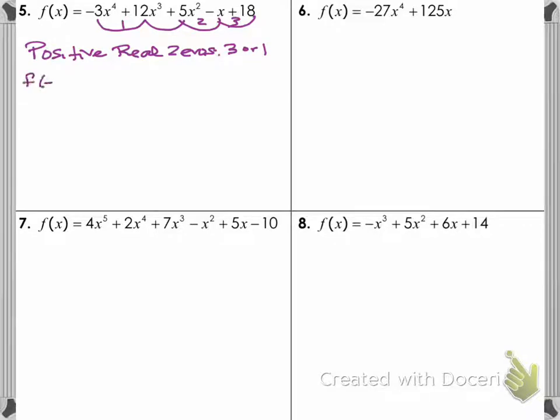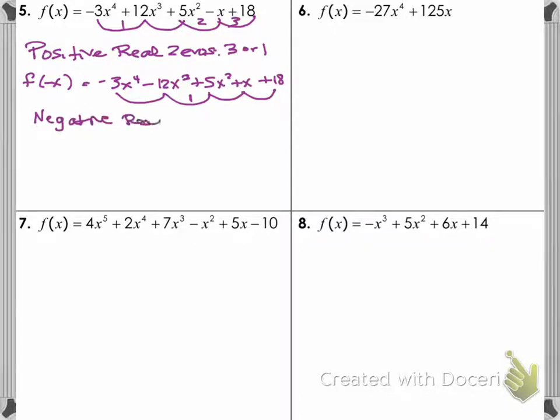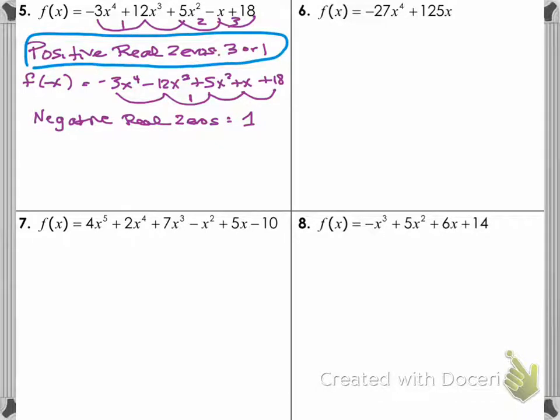Now, I put negative x in. I'm going to rewrite it with negative x. So you can see this would still be negative 3x to the 4th, but this would change to negative 12x cubed. This would stay 5x squared. This would change to plus x, and it would stay plus 18. So negative to negative is not 1. Negative to positive, there's 1. Positive to positive, no. Positive to positive, no. So for negative real zeros, there's 1.